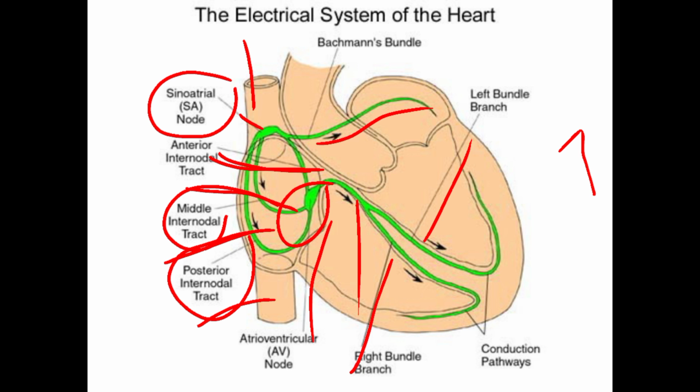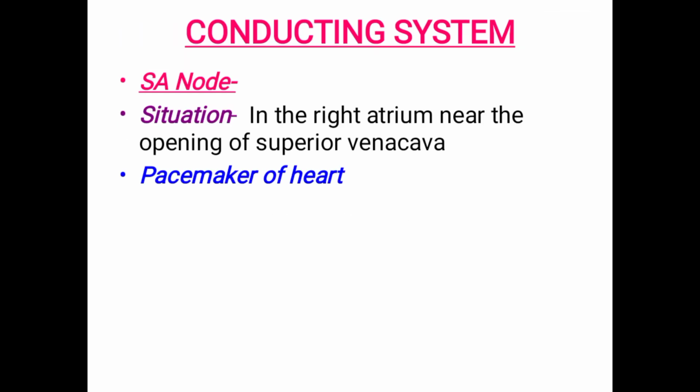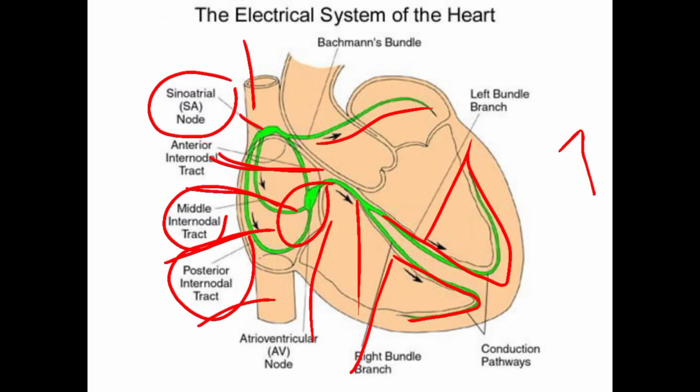The right bundle branch supplies the right ventricle and the left bundle branch supplies the left ventricle. Now from the bundle branches the Purkinje fibers arise like this. Okay, small fibers. It is going to the last part of the conducting system.